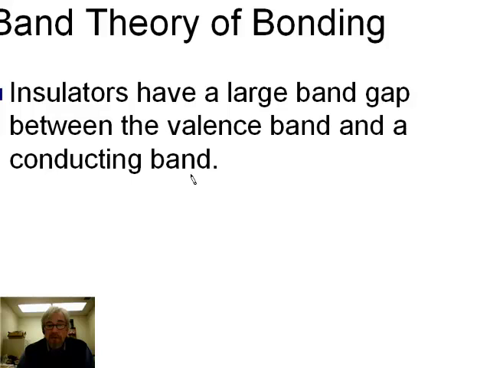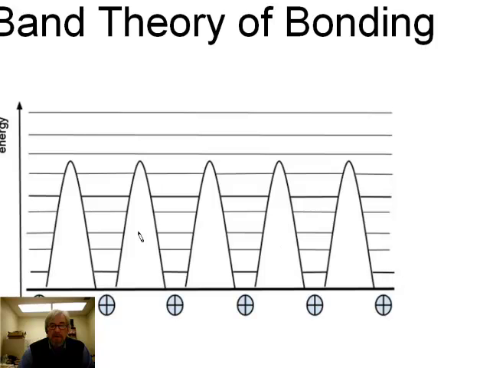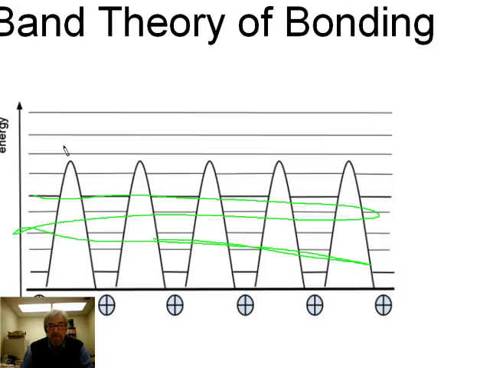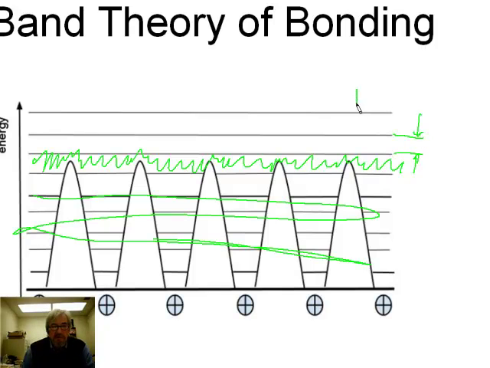Things that we think of as insulators have a large band gap between the valence band and the closest conducting band. So you can think about it this way. I'm going to ignore everything that's non-valence here and just focus on the valence band. Let's say that this first valence band, this first uninterrupted band, is completely full with electrons. But the gap between that band and the nearest available empty band, which would be a conducting band, is so big that these electrons cannot get up there.